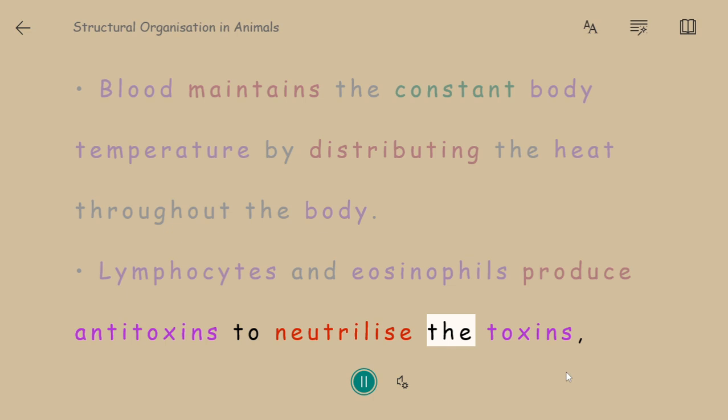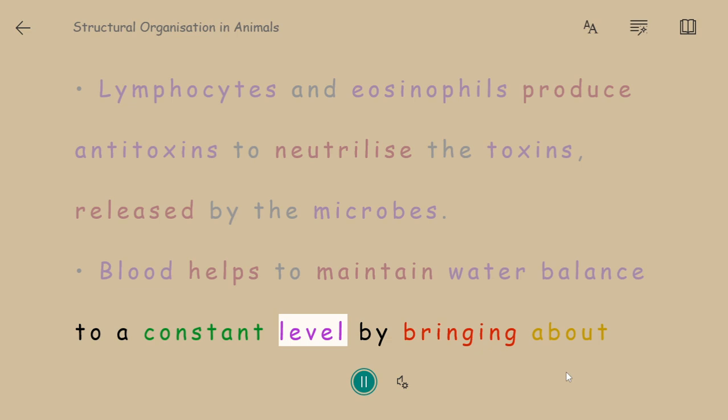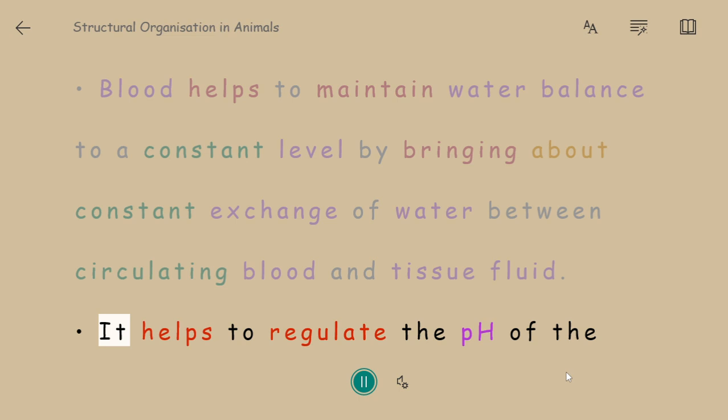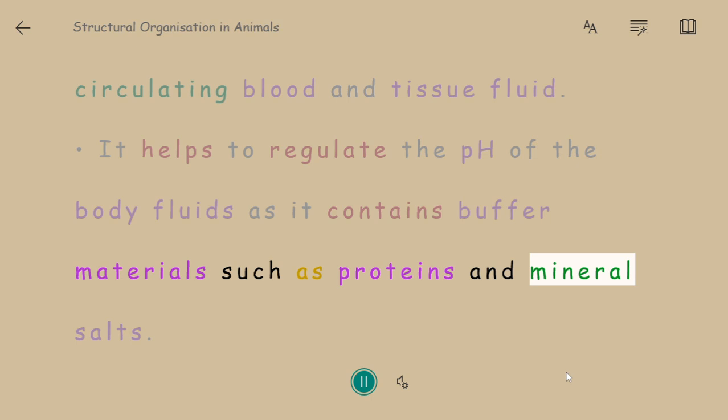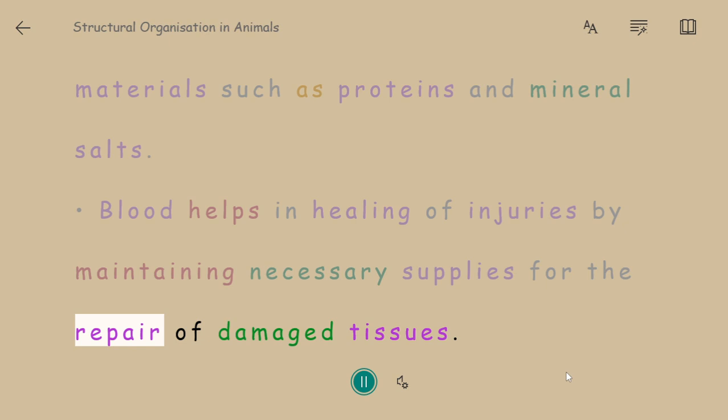Blood helps to maintain water balance to a constant level by bringing about constant exchange of water between circulating blood and tissue fluid. It helps to regulate the pH of the body fluids as it contains buffer materials such as proteins and mineral salts. Blood helps in healing of injuries by maintaining necessary supplies for the repair of damaged tissues.